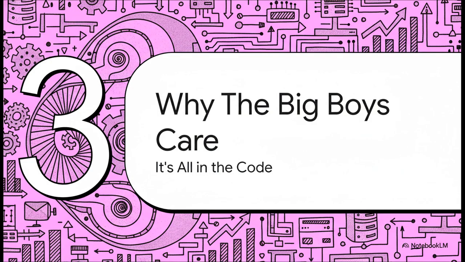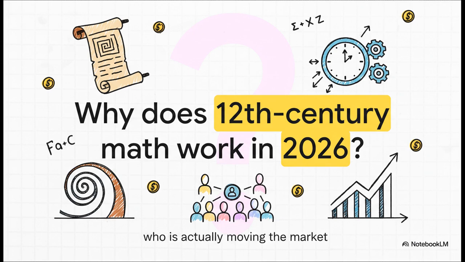At this point, you might be a little skeptical. I get it. It can feel a bit like financial astrology. Why should a mathematical sequence discovered centuries ago have any real impact on today's high-speed digital markets? Well, the answer has less to do with ancient magic and a lot more to do with modern code. It is a fair question. Why does 12th century math work in the markets today? It seems totally illogical, right?